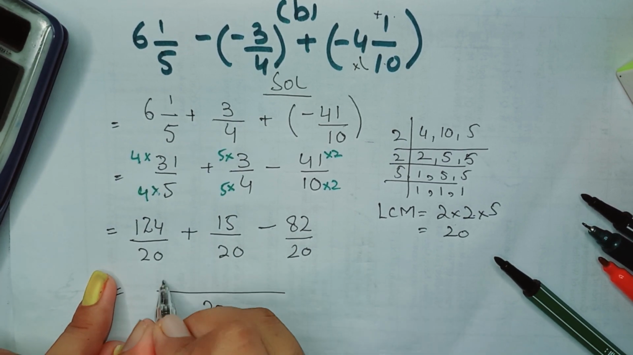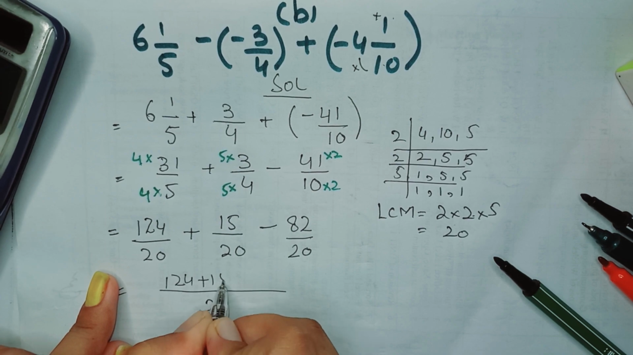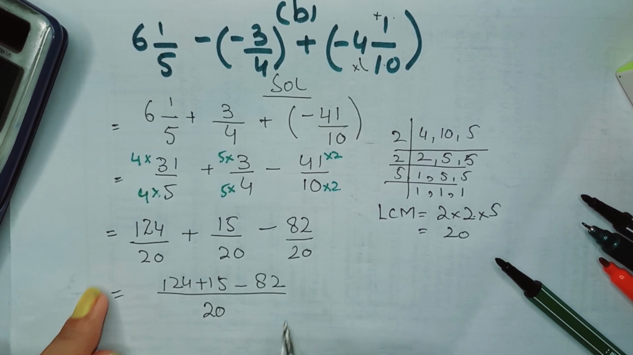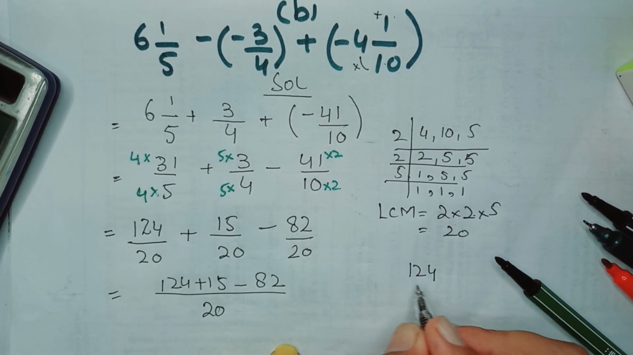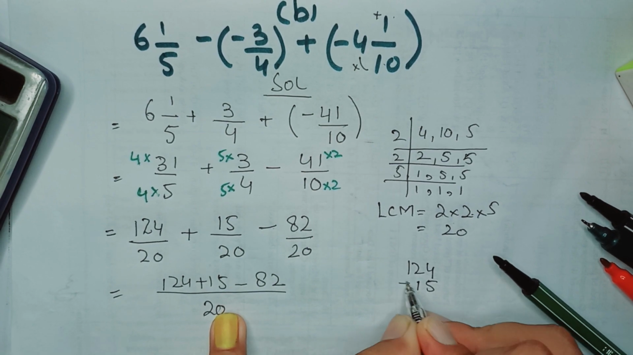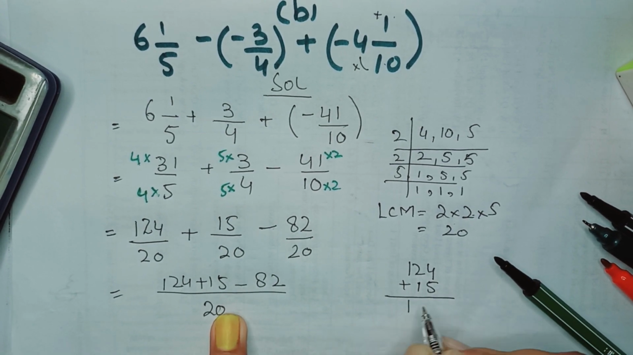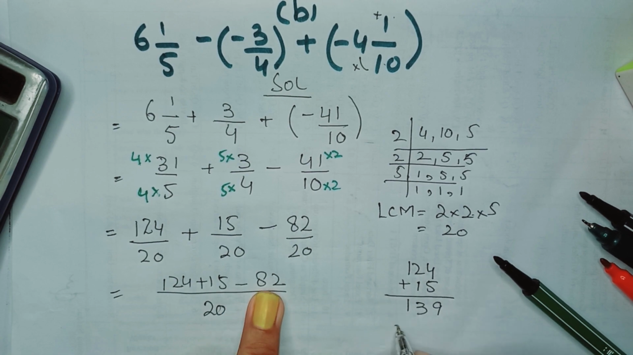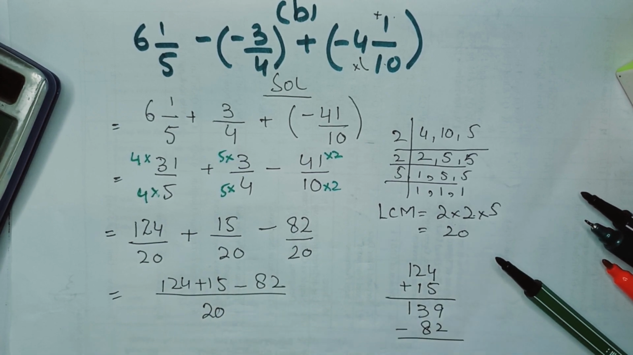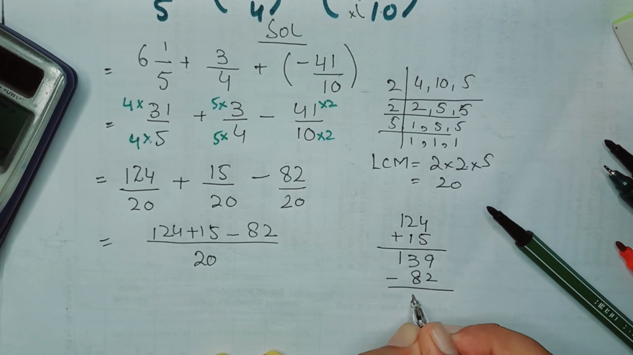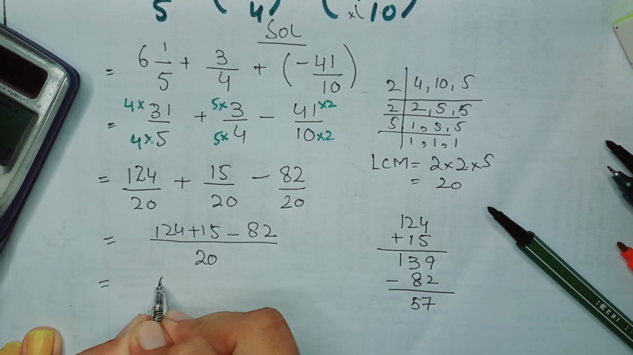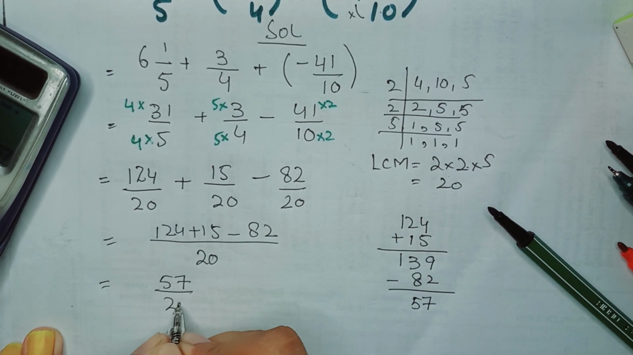Now dear student, you can easily simplify it. It's 124 plus 15 minus 82. So 124 plus 15, you can do it like this. You will get 139, and then you have to subtract 82 from here. You will get 57, and here you get 57 by 20.